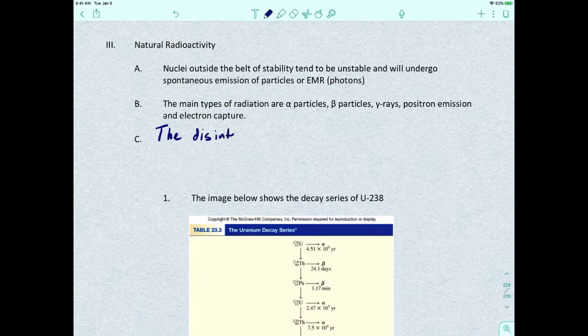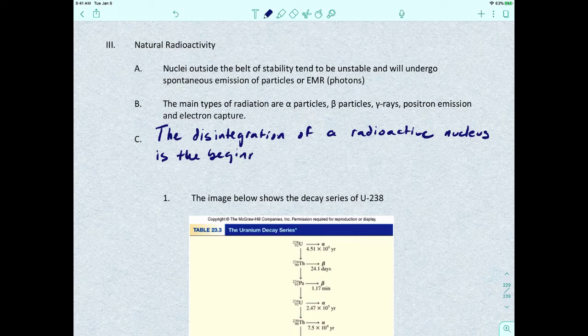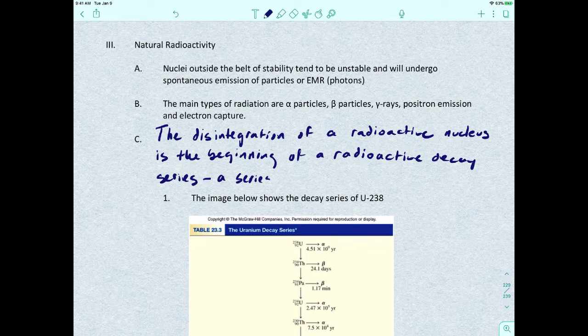So the first disintegration of a radioactive particle or a radioactive nucleus is the beginning of a radioactive decay series, which is a sequence of reactions that ultimately give a stable isotope. So this is a series of reactions, or a sequence of reactions, that ultimately give a stable nucleus.